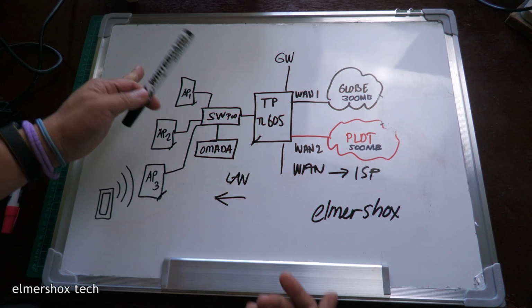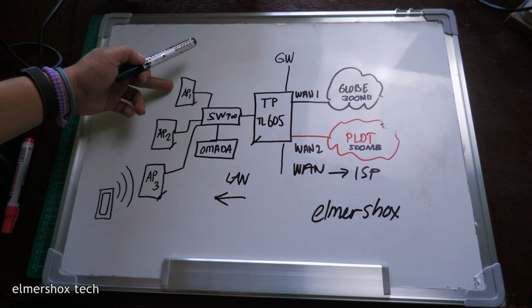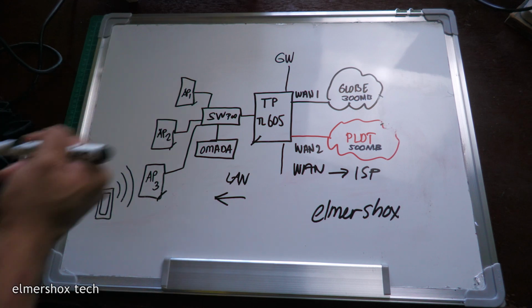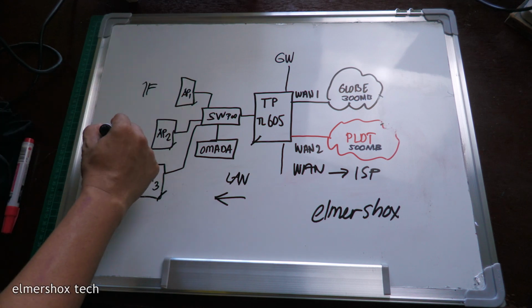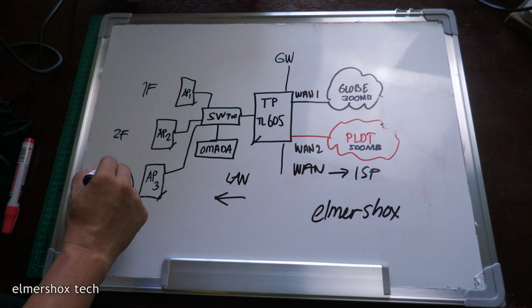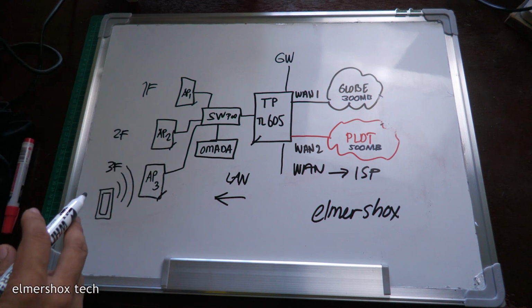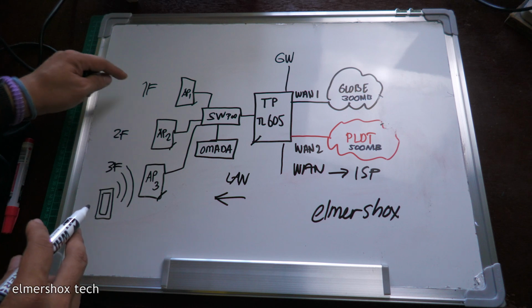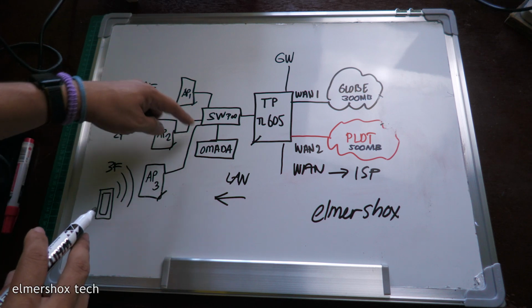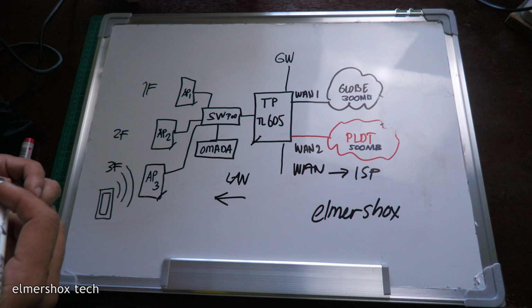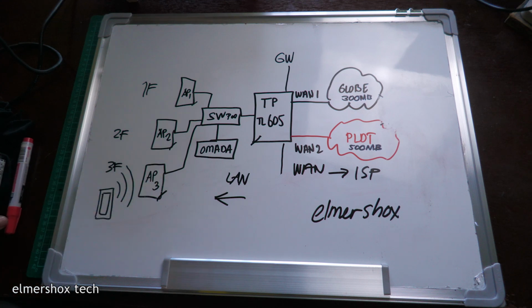How many access points do I have? Just three. They are on the first floor, second floor, and third floor, geographically apart. So that's the simple setup for my Omada.